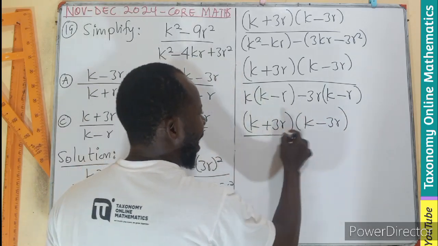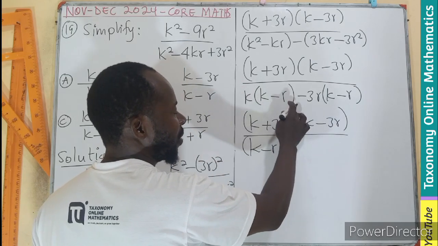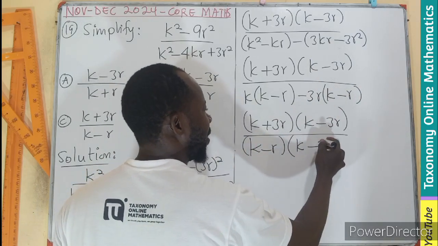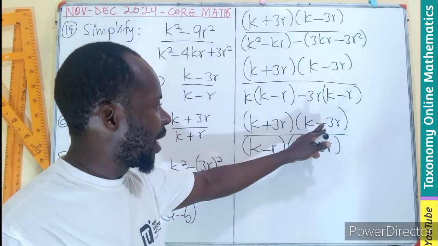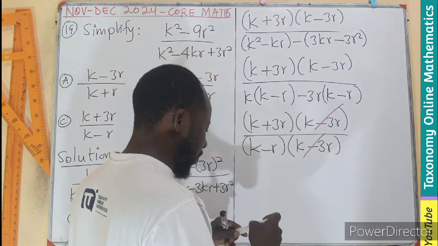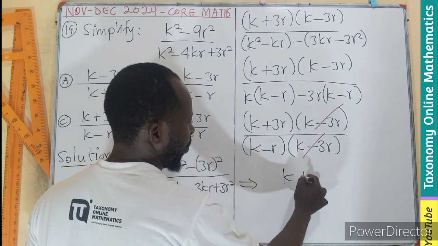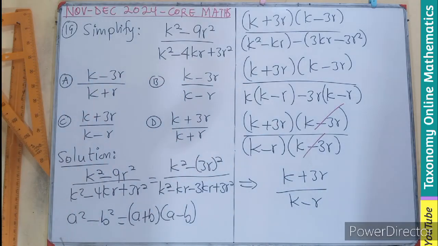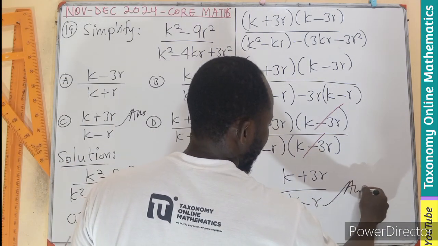So if you pick the common factor out, which is k minus r, dividing this by the common factor, you will be left with only k minus, dividing by this, 3r. I can see common factor k minus 3r, k minus 3r. So this will cancel this, and we are left with only k plus 3r over k minus r. And I believe that will be option C as our final answer.